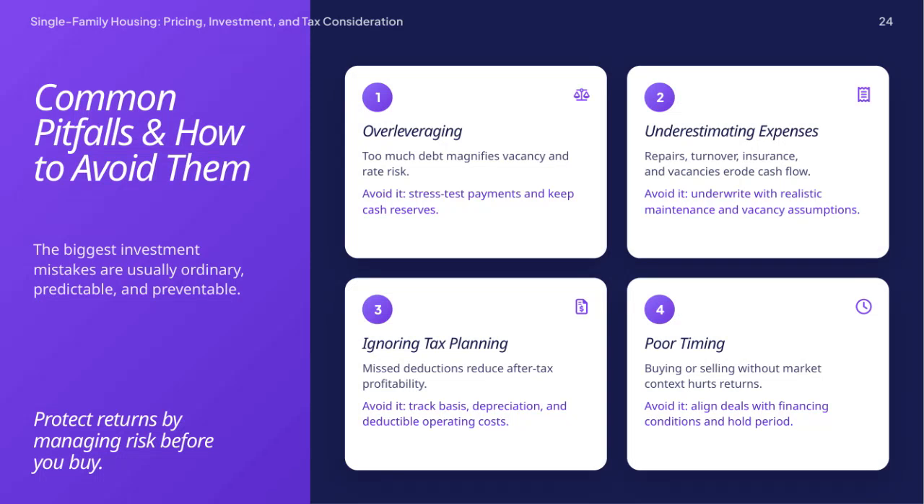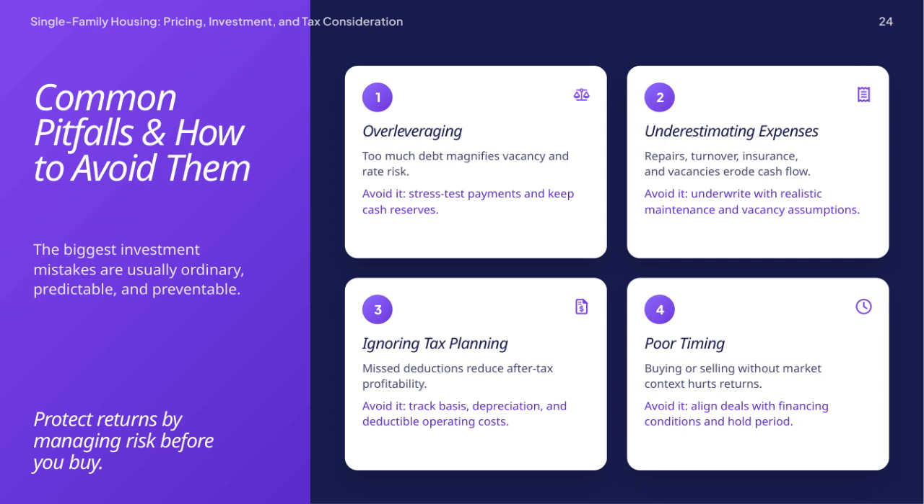Investment mistakes often come down to a few common pitfalls that are predictable and, importantly, preventable. One major area of focus is managing risk before you even make a purchase, as protecting your return starts there. First, over-leveraging can be a big problem. When you take on too much debt, it amplifies the risks related to vacancies and interest rate changes.